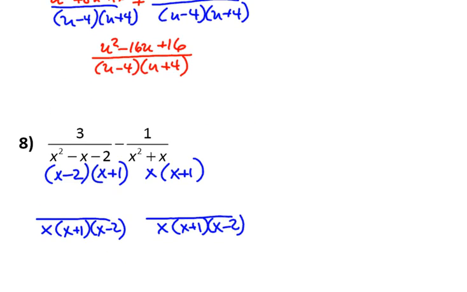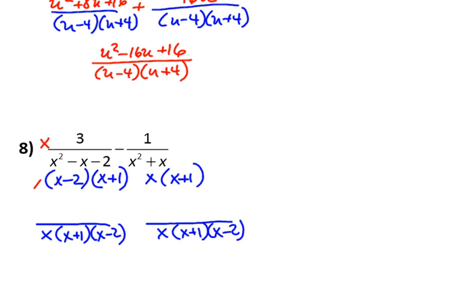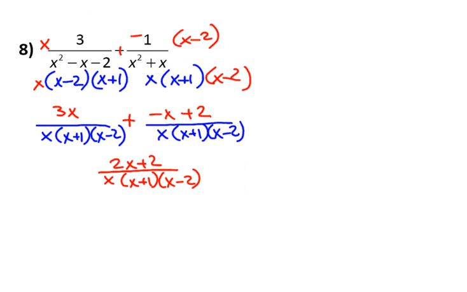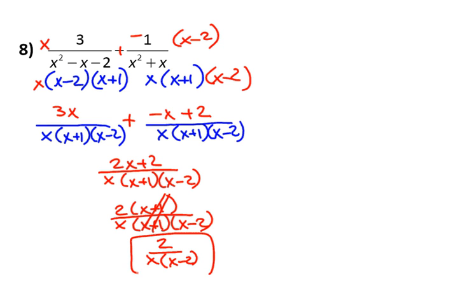All right, last one, number 8. It looks like I multiplied by x, numerator and denominator, so that gives me 3x, again plus a negative, and this time I'm multiplying by an x minus 2, so plus negative x plus 2. Adding it, I get 2x plus 2 over x, x plus 1, x minus 2. That factors to x plus 1 over x, x plus 1, x minus 2. The x plus 1 is canceled, and I'm left with 2 over x times x minus 2 for my answer. And there you have it.